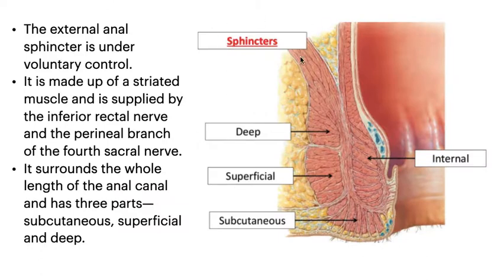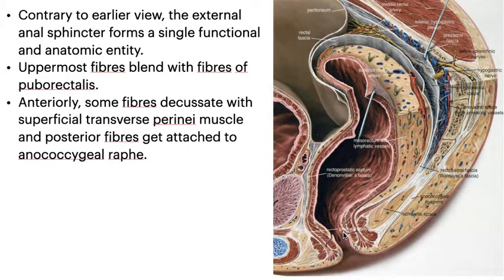Now, the external anal sphincter is voluntary in control, made up of striated muscle supplied by the inferior rectal nerve and the perineal branch of the fourth sacral nerve, surrounding the whole length of the anal canal, and has three parts: subcutaneous, superficial, and the deep part. Contrary to the earlier view, the external anal sphincter forms a single functional and anatomic entity. The uppermost fibers blend with the puborectalis muscle.